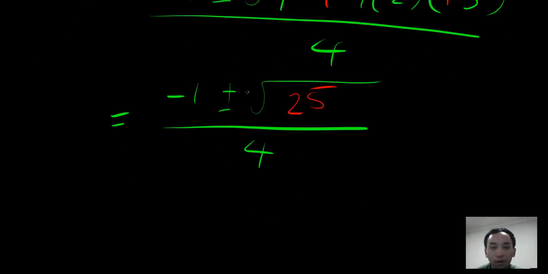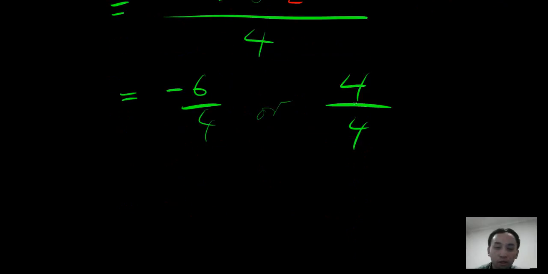Okay, so we have the square root of 25, which is 5. So we have either negative 1 minus 5, we'll say that first, so we have negative 6 on 4, or negative 1 plus 5, which is 4 on 4. So two solutions here. You can say x is equal to negative 3 on 2 or 1.